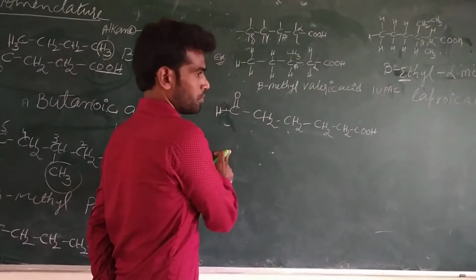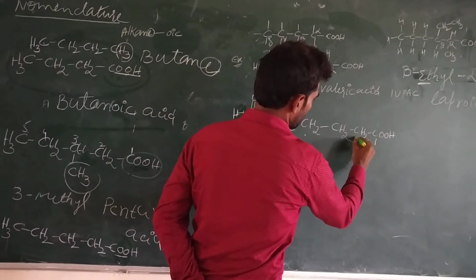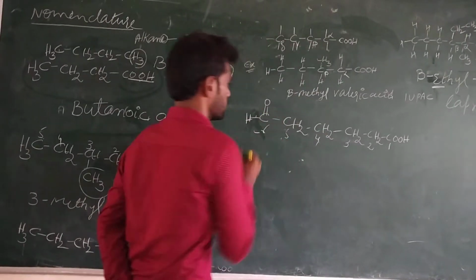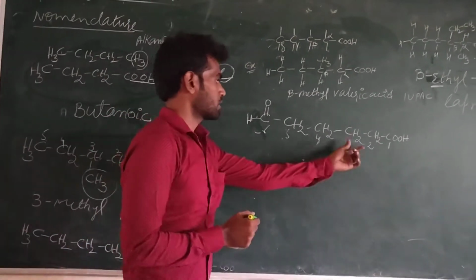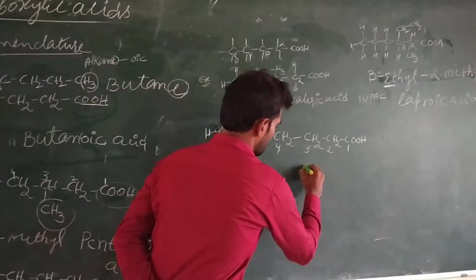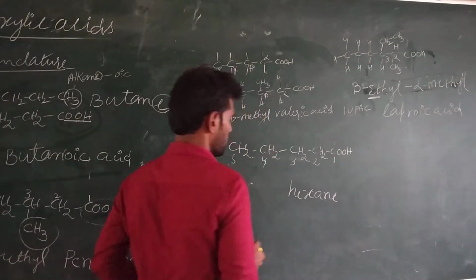What is the name of this compound? First of all, we should give the numbering 1, 2, 3, 4, 5 and 6. It is a 6 carbon molecule, so that's why it is a hexane. Normally it is a hexane molecule, hexane.